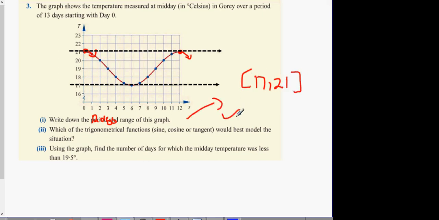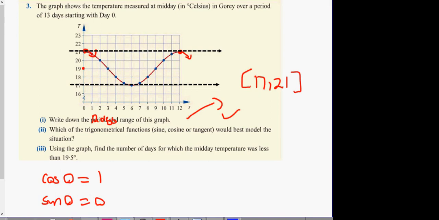That's question 1 done. Which of the trigonometric functions, sine, cos or tan, would best model the situation? Now please remember, on day 0 we're not starting in the middle, we're starting from the top. This would mean cosine is favoured, because cos is at its maximum value at 0. So the determinant factor is cos 0 equals 1, sine 0 equals 0.